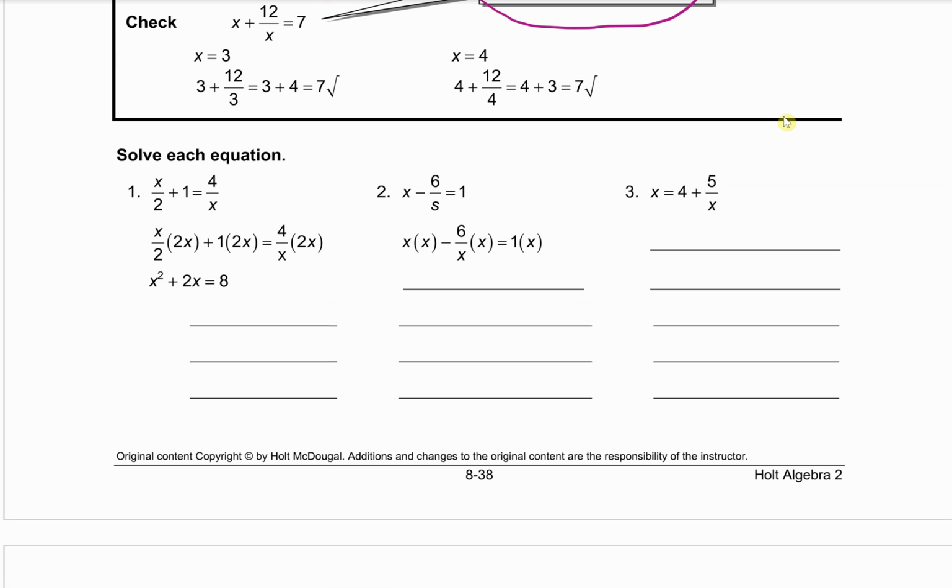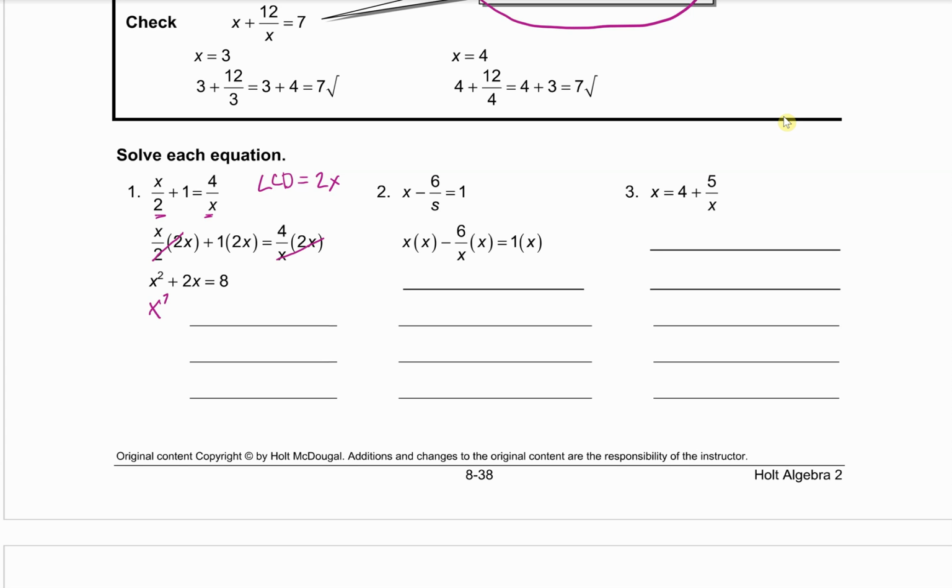Here we have this, x over 2 plus 1 equals 4 over x. So I have two denominators, 2 and x. So my least common denominator is 2x. So I'm going to multiply every single thing by 2x. What happens here? The 2's cancel. What happens here? I get 2x. What happens here? The x's cancel. So I get x squared plus 2x equals 8.